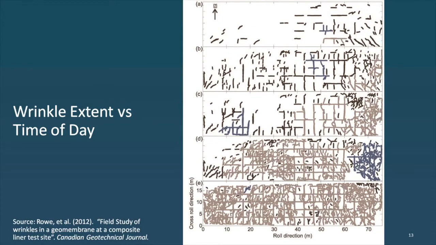Here are some drawings that digitize the wrinkle extent as a function of time of day. So in the morning, you have a few scattered wrinkles that are not hydraulically connected. And then as the day goes on, as the sun comes out, as the liner heats up and expands, those wrinkles start to connect to each other. And then at the height of the day, probably 1 or 2 p.m. afternoon, you can have 20 to 30% of that lining system hydraulically connected and lifted off of the subgrade.